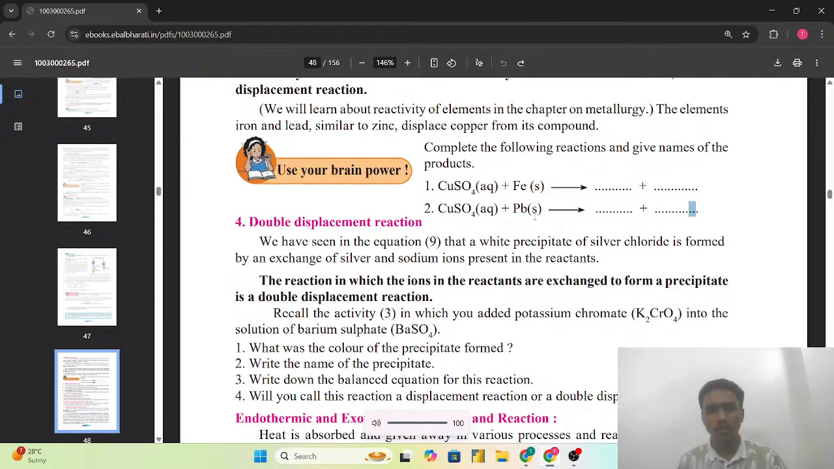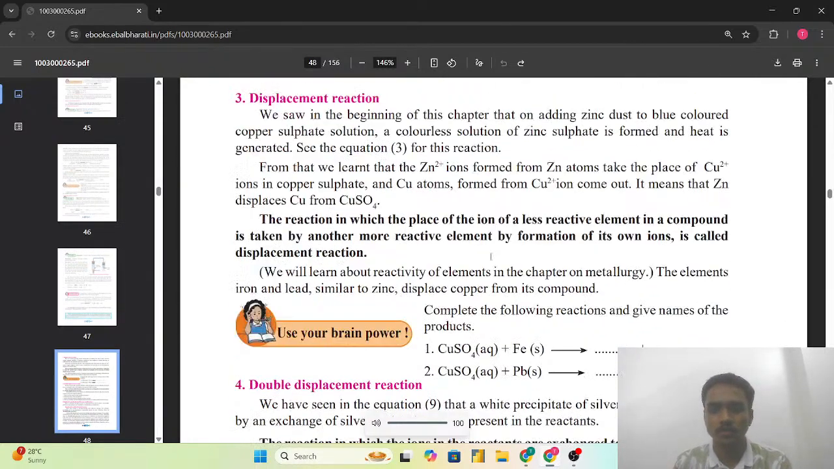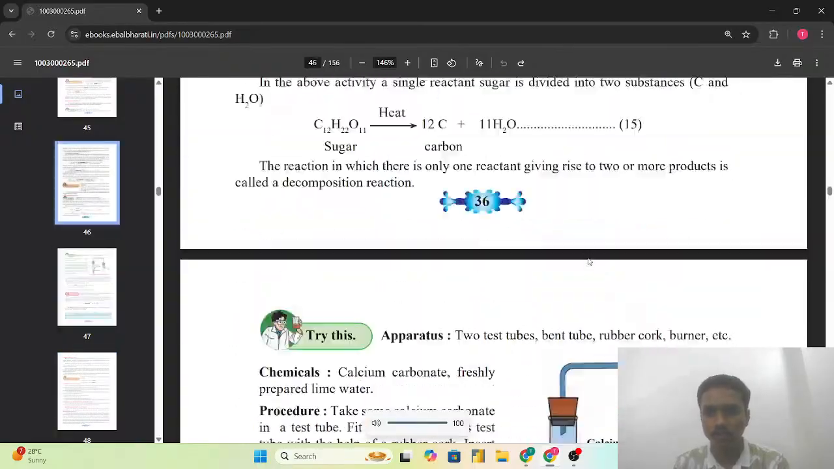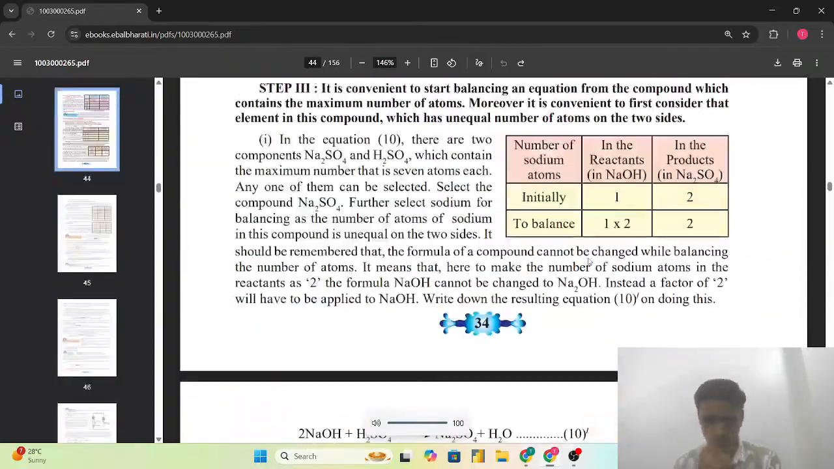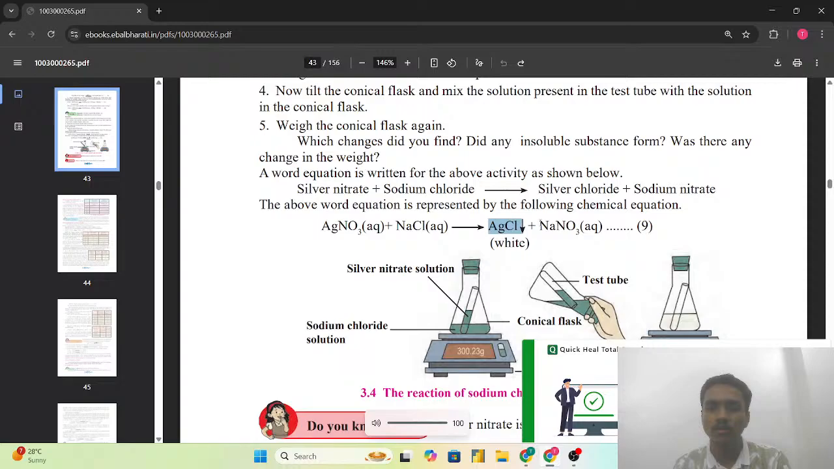Now we are going to see the double displacement reaction. We have seen in equation 9 the formation of the precipitate of AgCl. We take silver nitrate and react it with sodium chloride. So when AgNO3 reacts with sodium chloride, there is the formation of a white precipitate of silver chloride, and NaNO3, that is sodium nitrate, is formed.